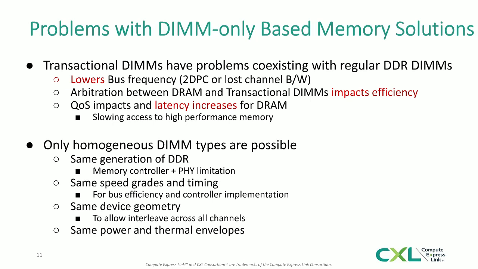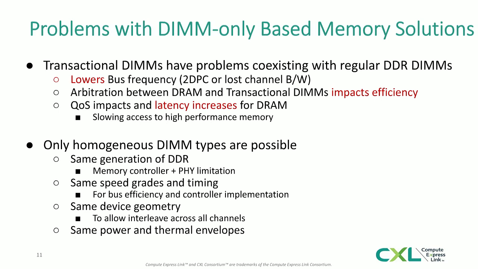So here we're talking about the kind of problems that occur if you try to put different memory types on a DIMM type solution. I already mentioned that we have transactional DIMMs that have problems coexisting with the regular DDR DIMMs because they lower the bus frequency in a 2D PC config, or you have to lose the channel bandwidth.